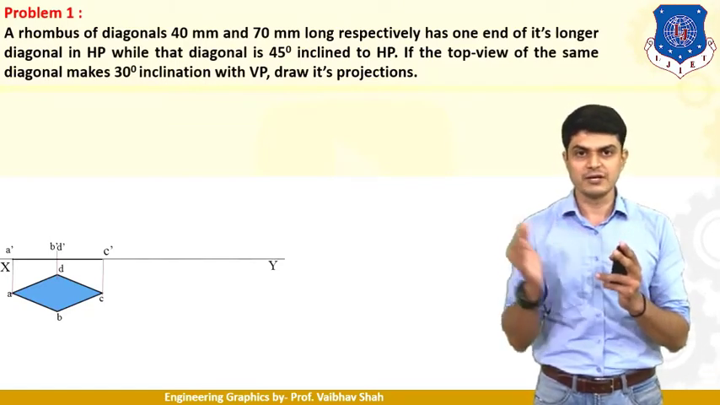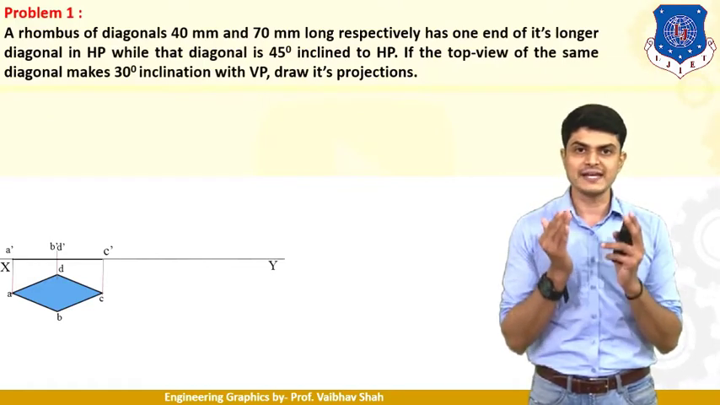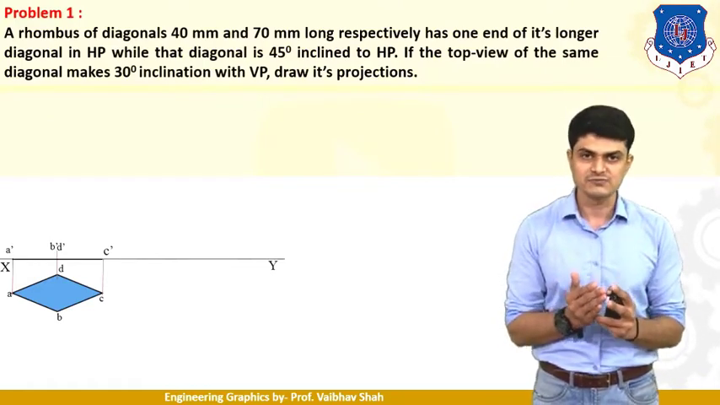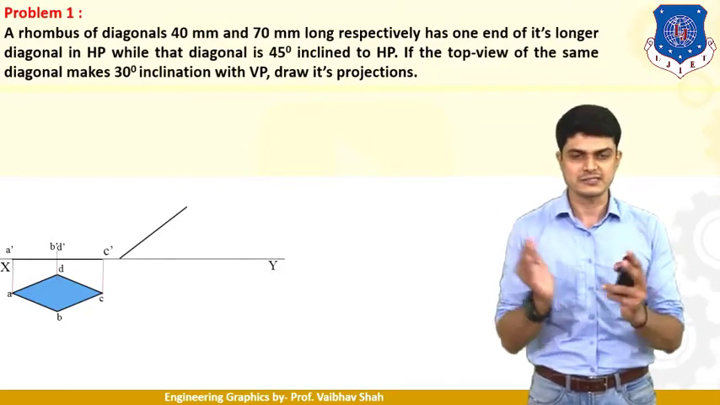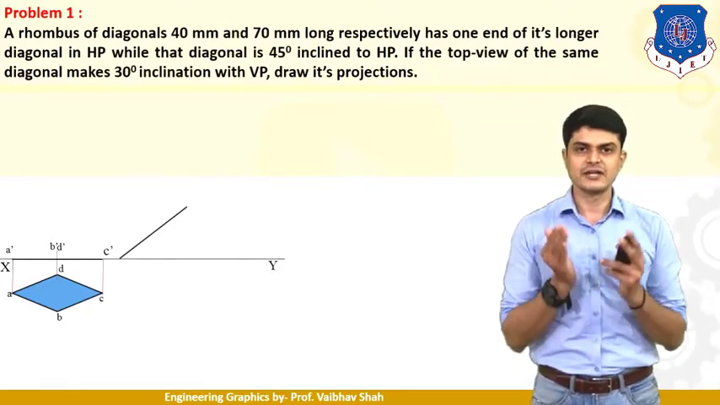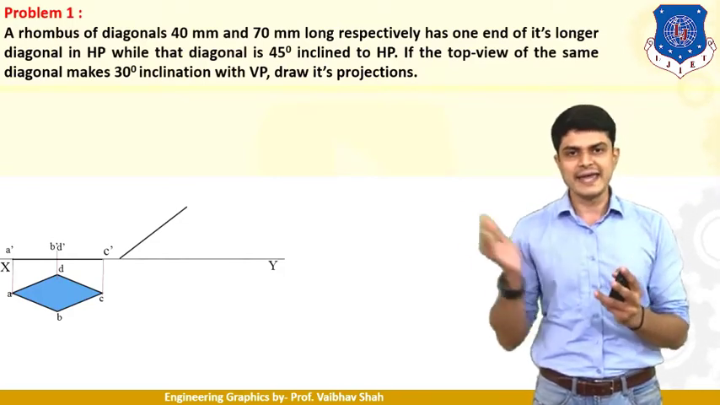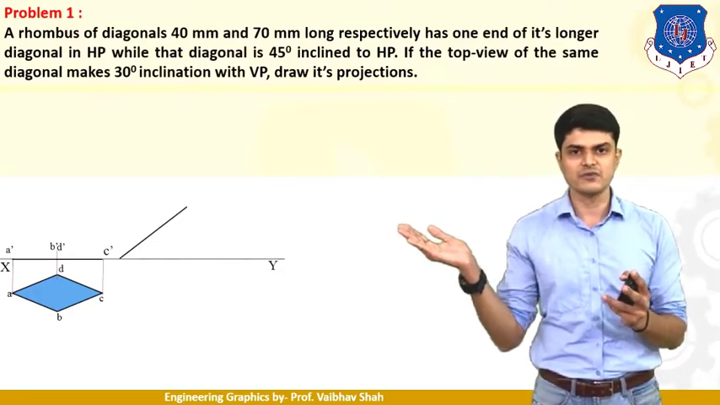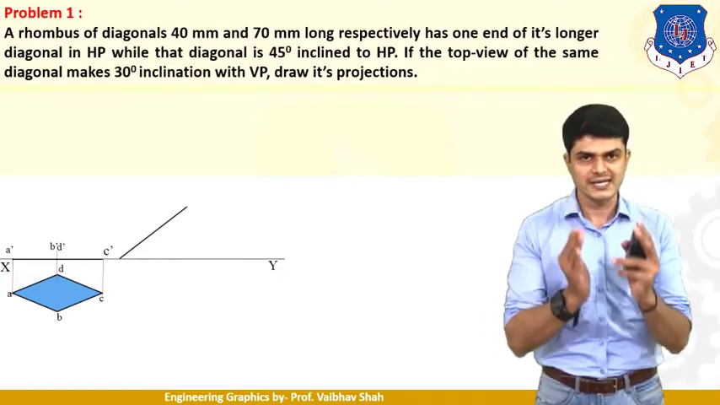So we know that below this XY line the plane is what? HP. So the 45 degree inclination with respect to HP means one line which is 45 degree inclined to this XY line like this. After getting this line, we are talking about the longer diagonal. So longer diagonal in front view is what? A dash C dash, the horizontal line in front view. So we should take the dimension of A dash C dash onto this inclined line.